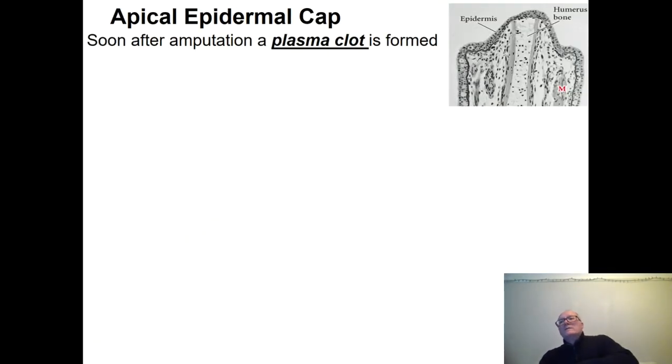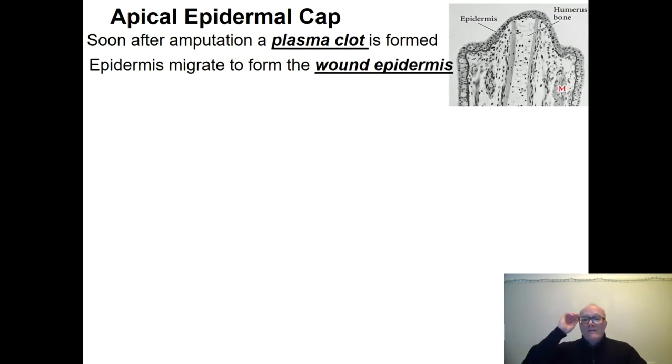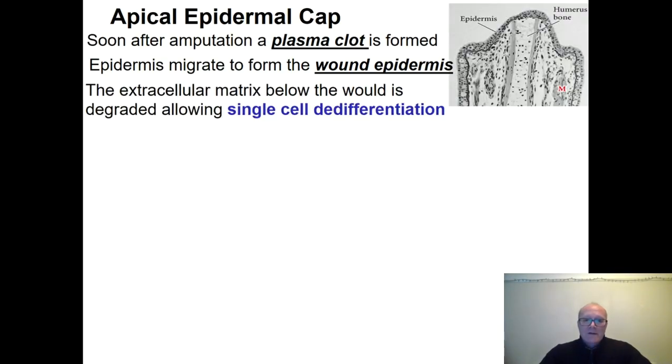So what is happening when we have amputation in newt or salamander? The first thing that happens is that after amputation, we have the formation of a plasma clot. This is important, of course, to stop blood loss. The animal obviously cannot lose too much blood, otherwise it dies. Then we have migration of the surrounding epidermis above and to cover the wound. So we have the formation of what is called a wound epidermis.